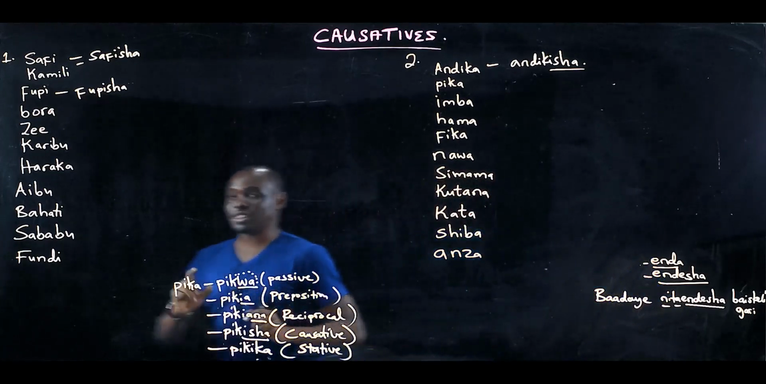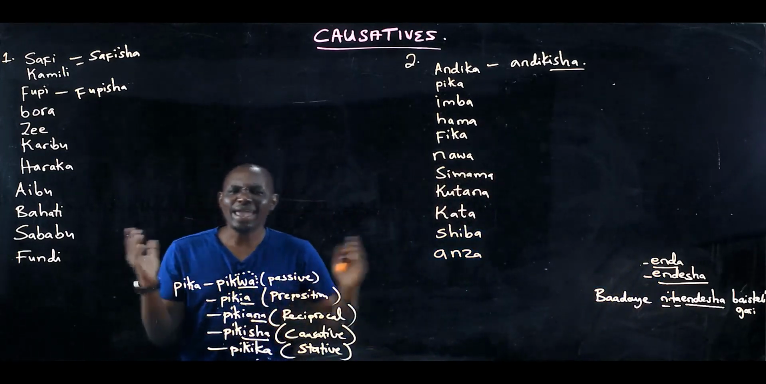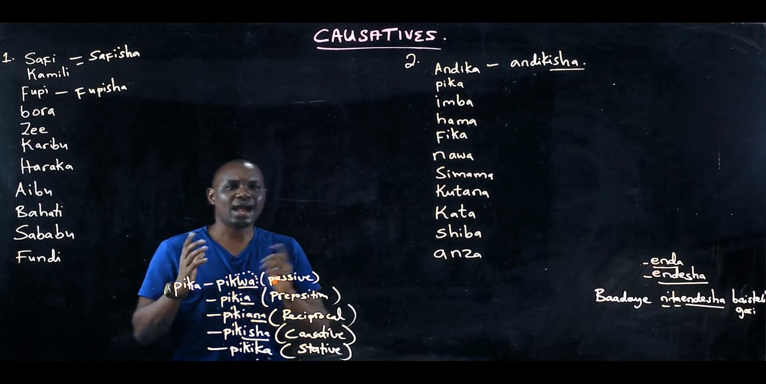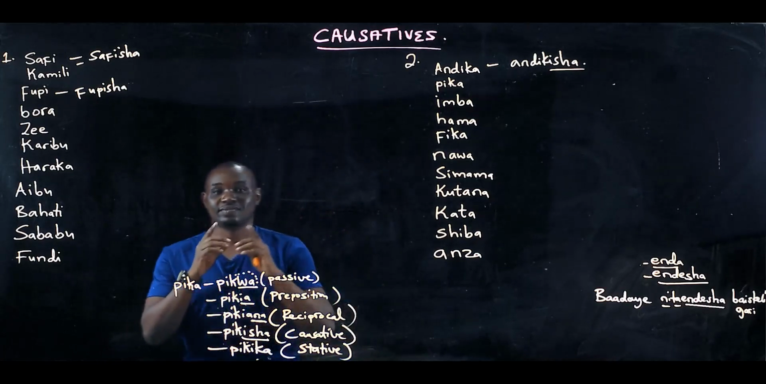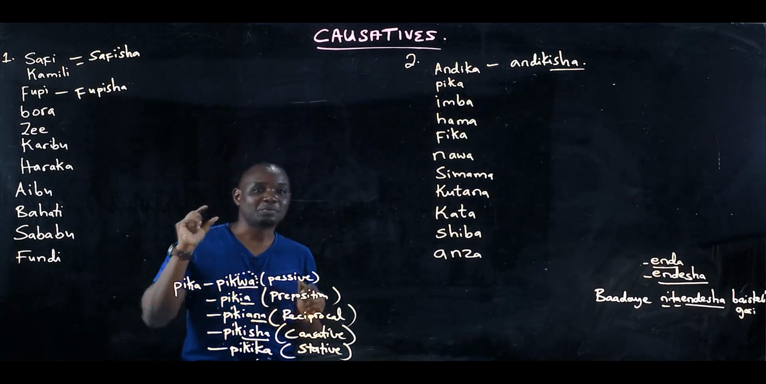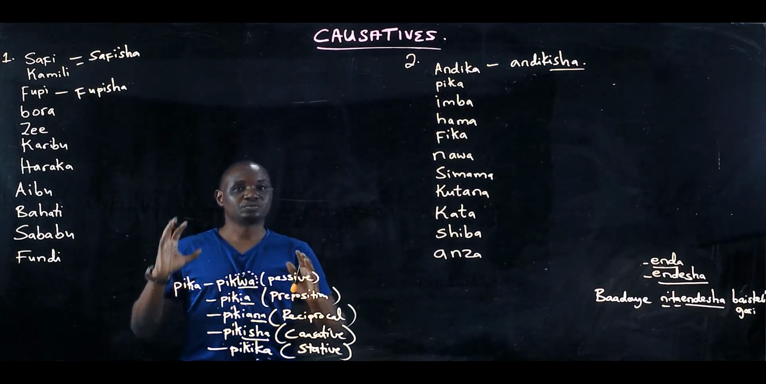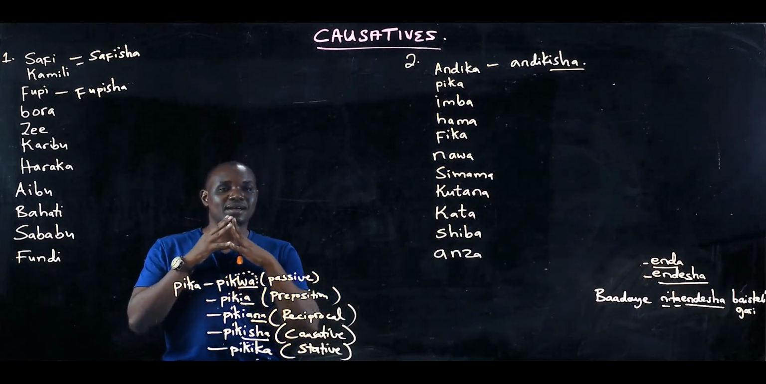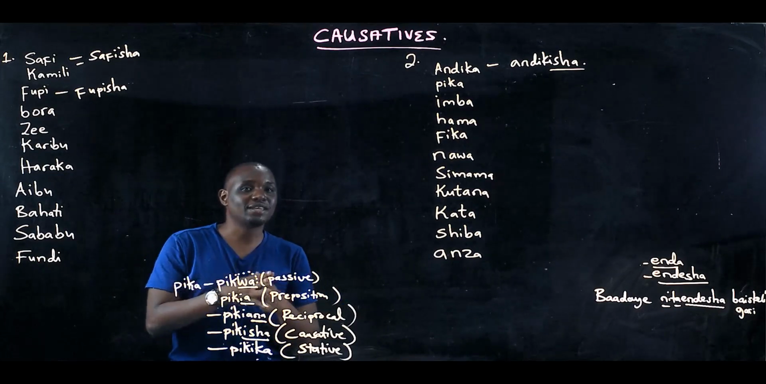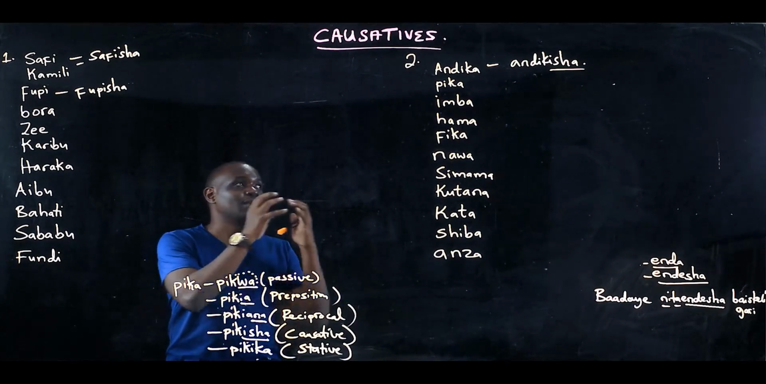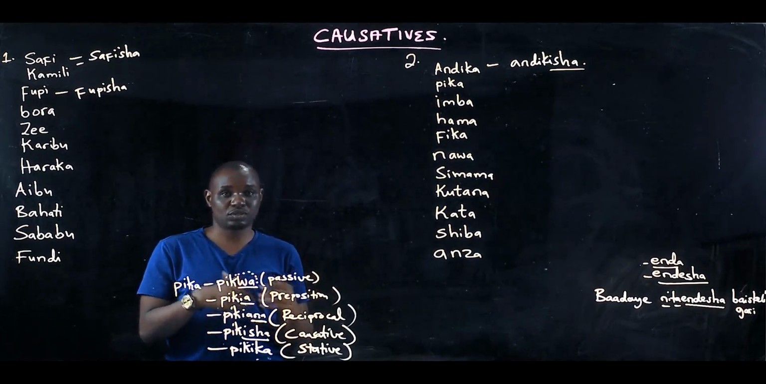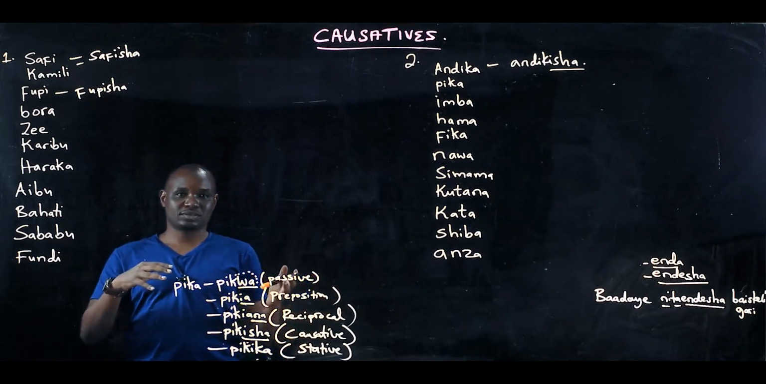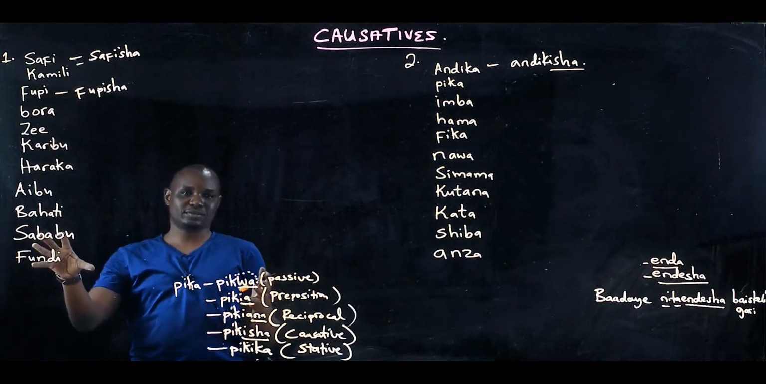Okay, so let's continue with our causative. Where do these verbs come from? How can I find the causative verbs? Now, listen carefully. I'm going to show you different groups of verbs, and from these groups you can form these causative verbs yourself. So these causative verbs are derived from different groups. And group number one is this one.